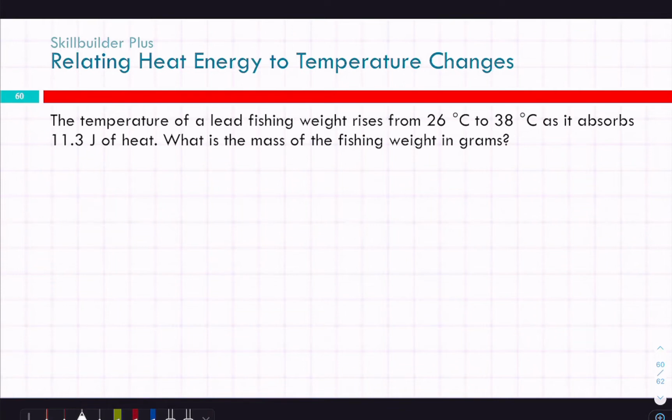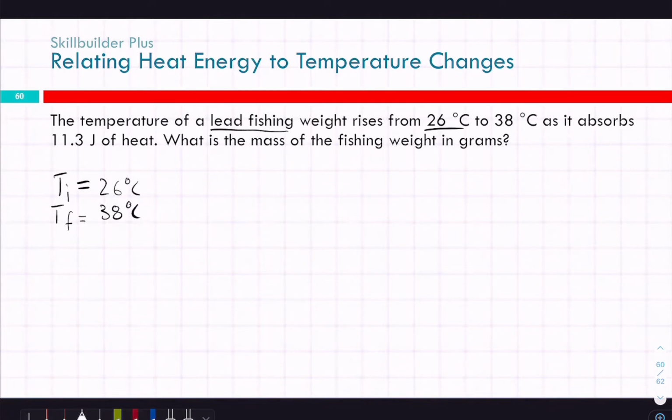So let's write in what we're given here. We have a lead fishing weight, that's important, that it's made of lead. And this is where you have to interpret the word problem a little bit. It's rising from 26 degrees C to 38 degrees C, so we're starting at 26, ending at 38. So our T initial is equal to 26 degrees C. Our T final is equal to 38 degrees C.